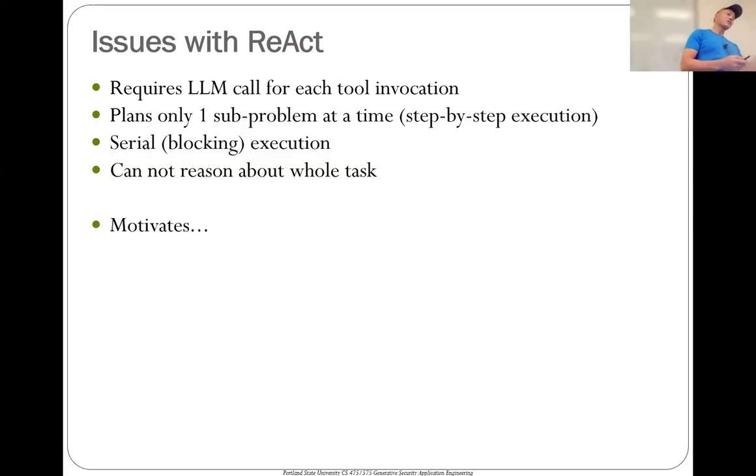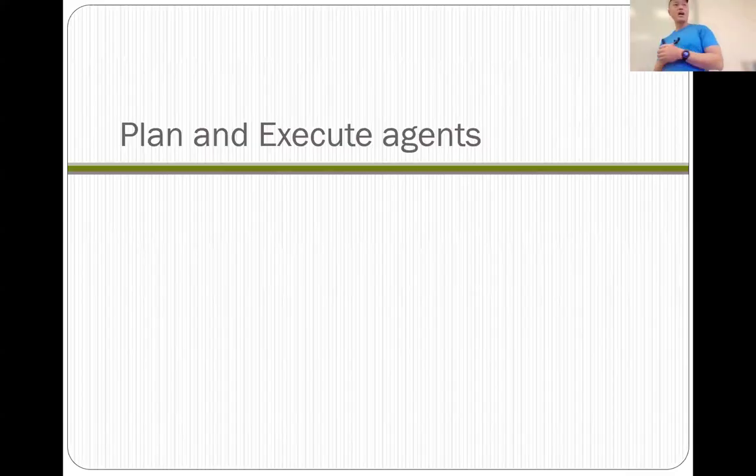The other thing that's happening is that you have this serial blocking execution of each tool invocation. Let's say you already know you need 3 tool invocations. Well, if you just do one and wait for the response, then the other 2 can't execute. That's another issue with the way React is working. So this motivates a class of agents called plan and execute agents.